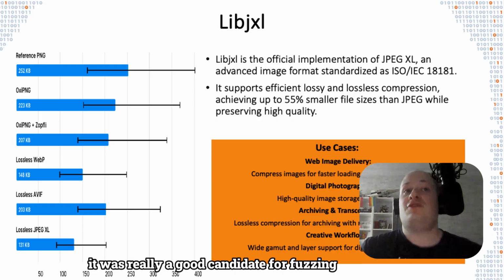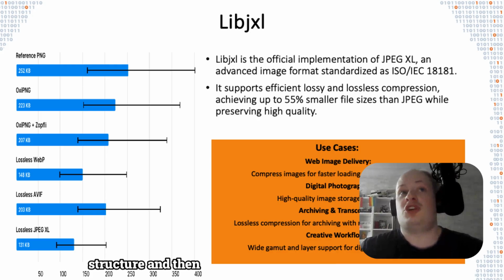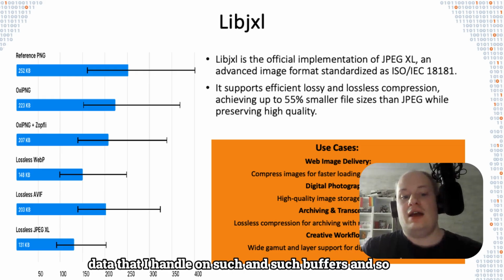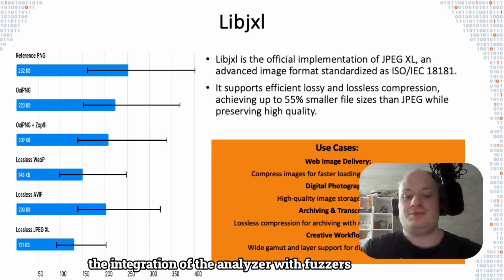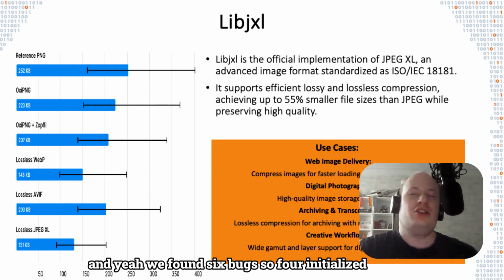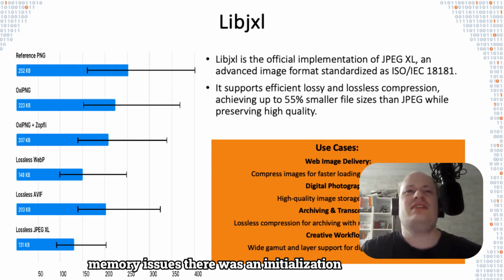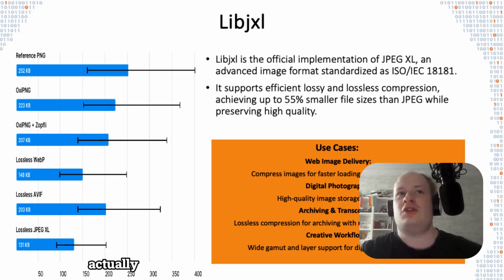So it was really a good candidate for fuzzing, where we have a bunch of buffers that each have a structure, and then it's up to the library to say those buffers are invalid, those buffers are correct, here's the data that I handle on such and such buffers. Yeah. And so this was a really good candidate to showcase the integration of the analyzer with fuzzers. And we found 6 bugs. So 4 uninitialized memory issues. There was an initialization visitor of a tree, and it happened that that visitor was actually reading off the data it was supposed to initialize. And so that ends up with uninitialized memory issues.